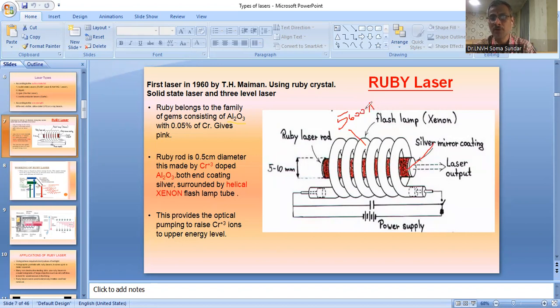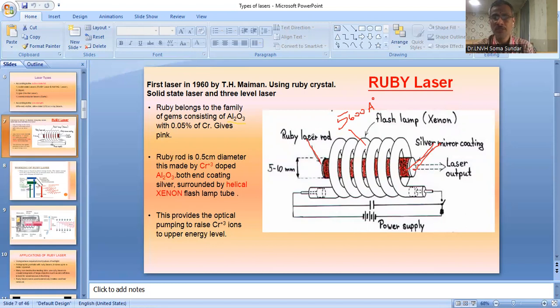The third main important component of a laser is the resonator cavity. For that purpose, the ruby rod is highly polished such that one end is partially reflecting and the other end is fully reflecting. The end from which the light has to be emitted has to be partially reflecting. Maybe the right end of the ruby rod is partially reflecting and the left end is fully reflecting. The length of the ruby rod is usually around 4 to 5 centimeters, and its diameter is around 5 to 10 millimeters.